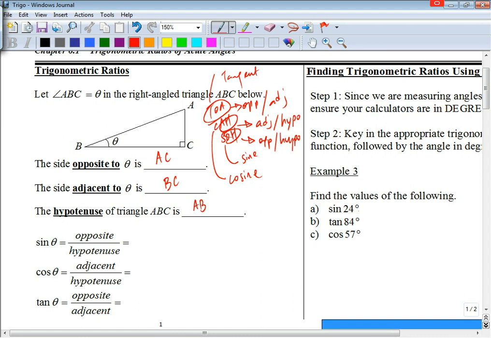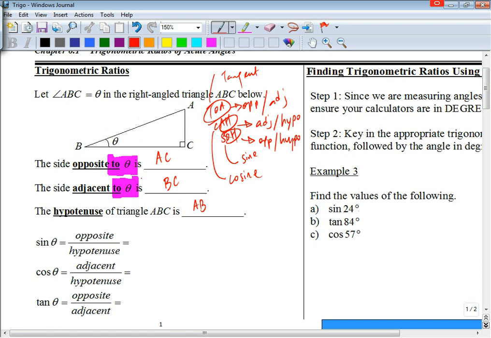Notice my phrasing. Opposite to theta, adjacent to theta. What am I interested in? The side that is relevant to the angle. Okay, in this case, the angle I'm referring to is theta. Opposite to theta, AC. Adjacent to theta is BC.